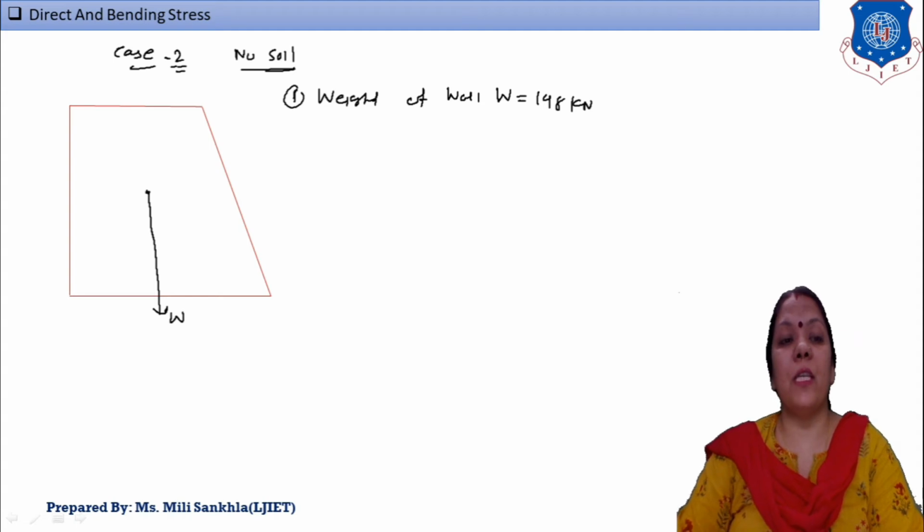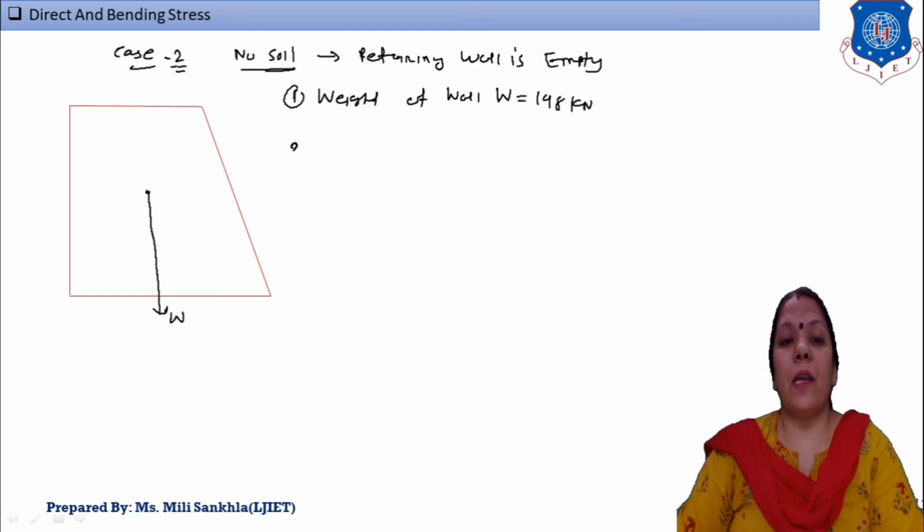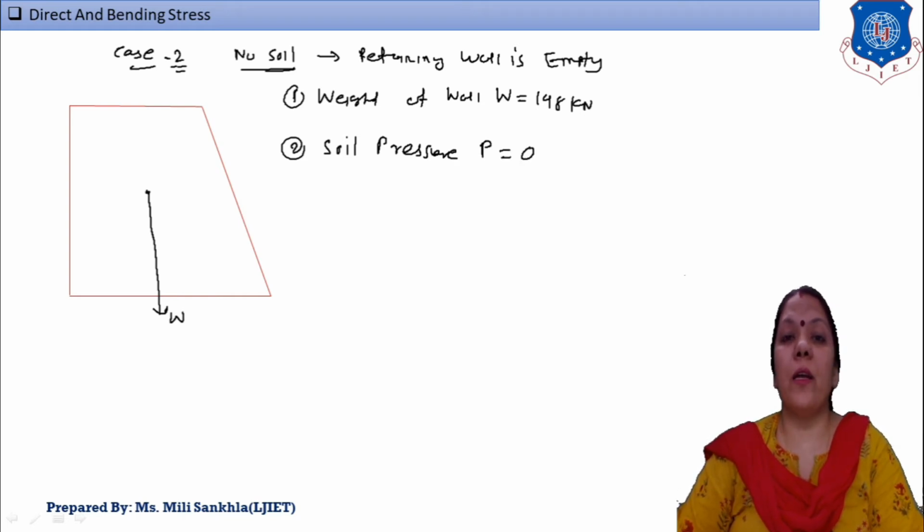Only the change will be no soil. The retaining wall is empty, so no soil pressure. Now next, second, we find out soil pressure. Soil pressure P is equal to 0 because here no soil is there.